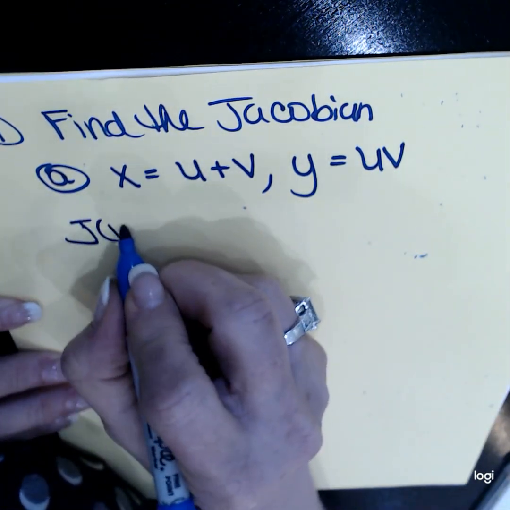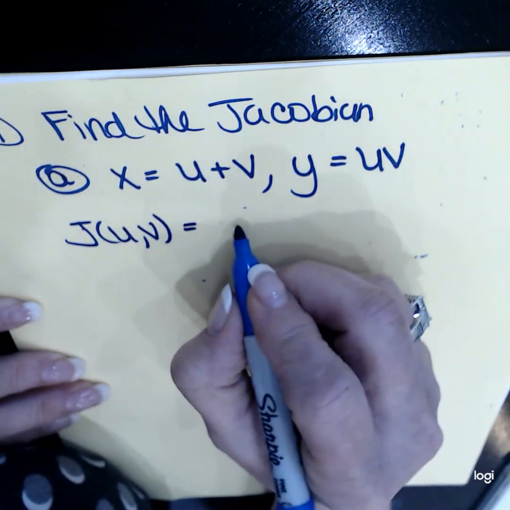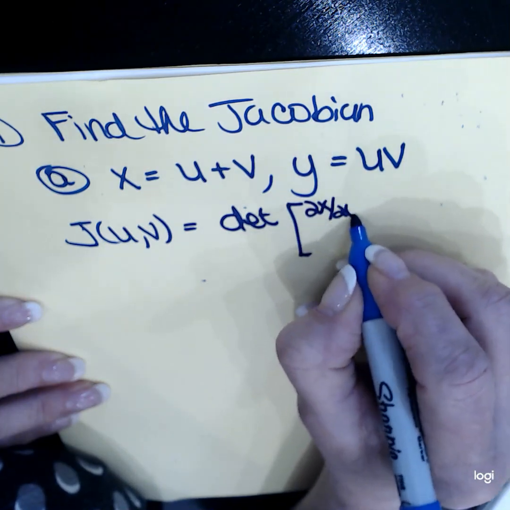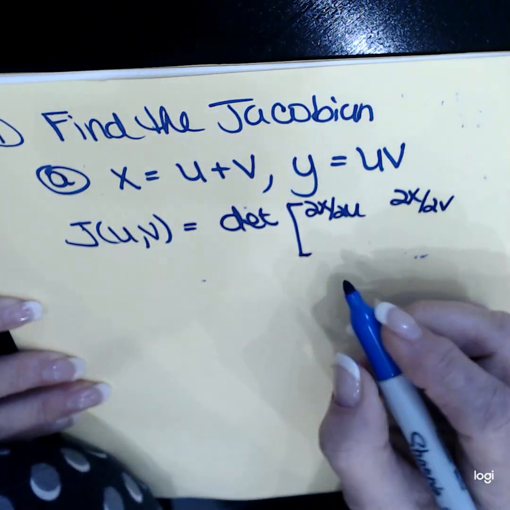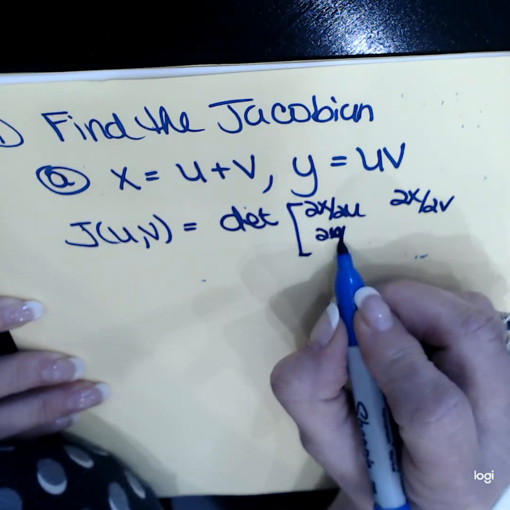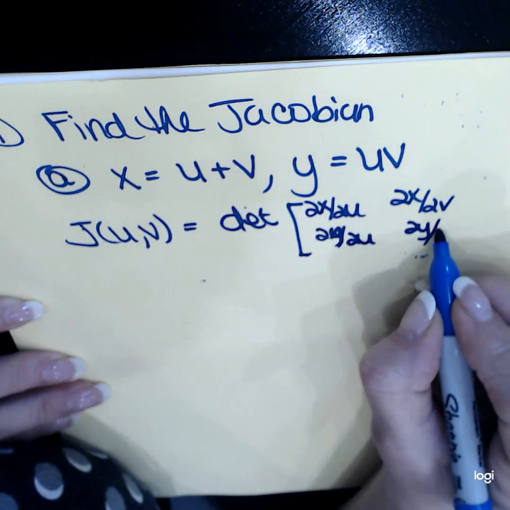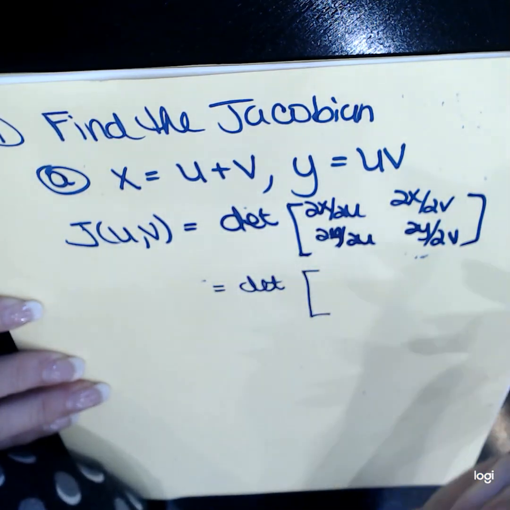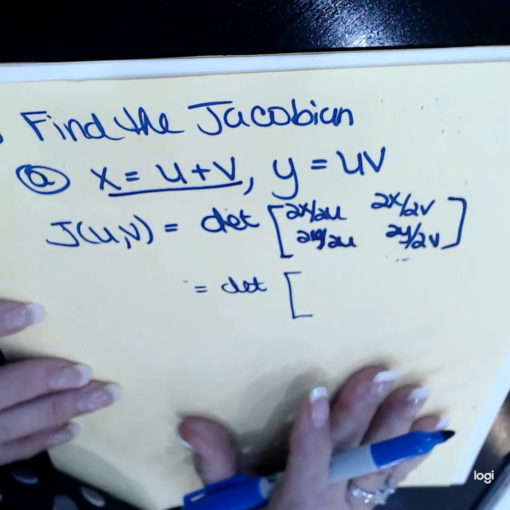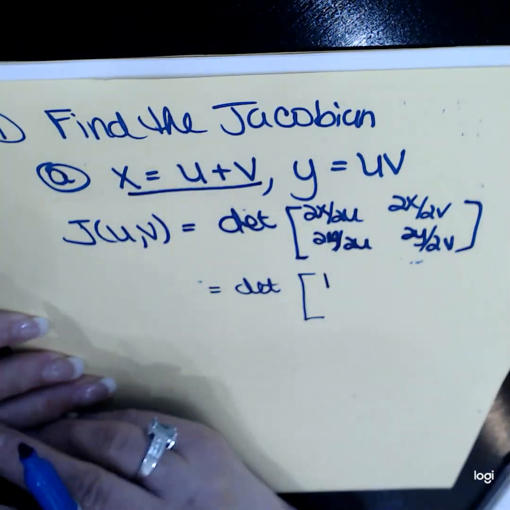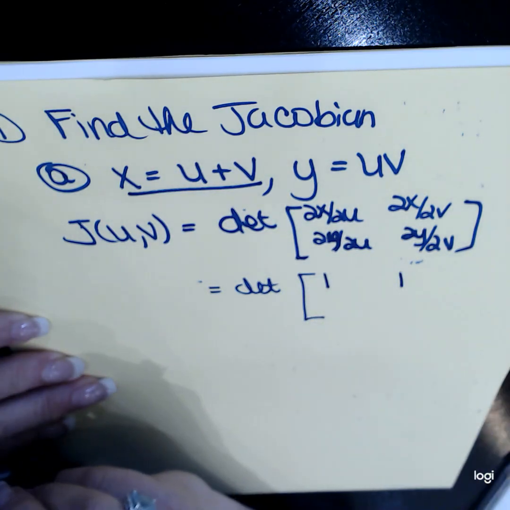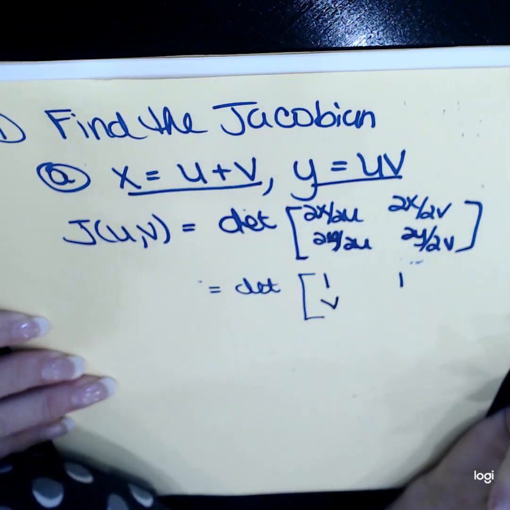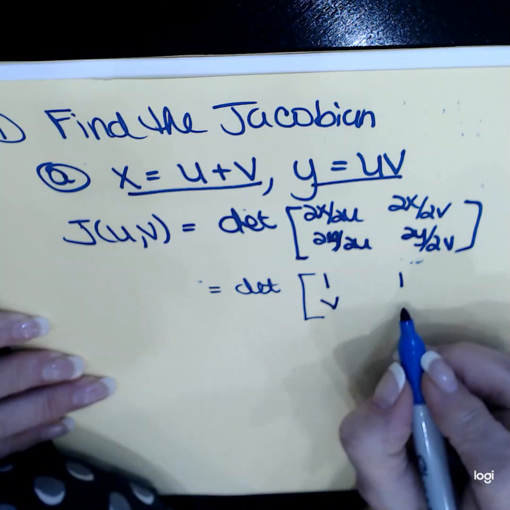Well, the Jacobian then will be equal to, again, the determinant of the matrix, which has the partial of x with respect to u, partial of x with respect to v across the first row, partial of y with respect to u, and the partial of y with respect to v across the second row. So we go back to our x equation. The partial of x with respect to u is 1, partial of x with respect to v is 1. Then we'll go to our y equation. The partial of y with respect to u is v. The partial of y with respect to v is u.